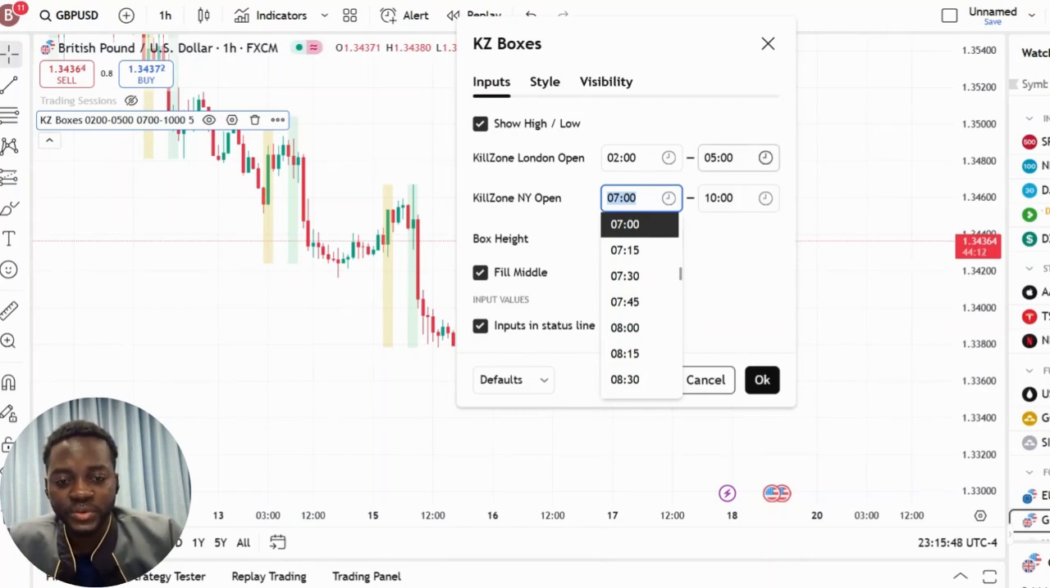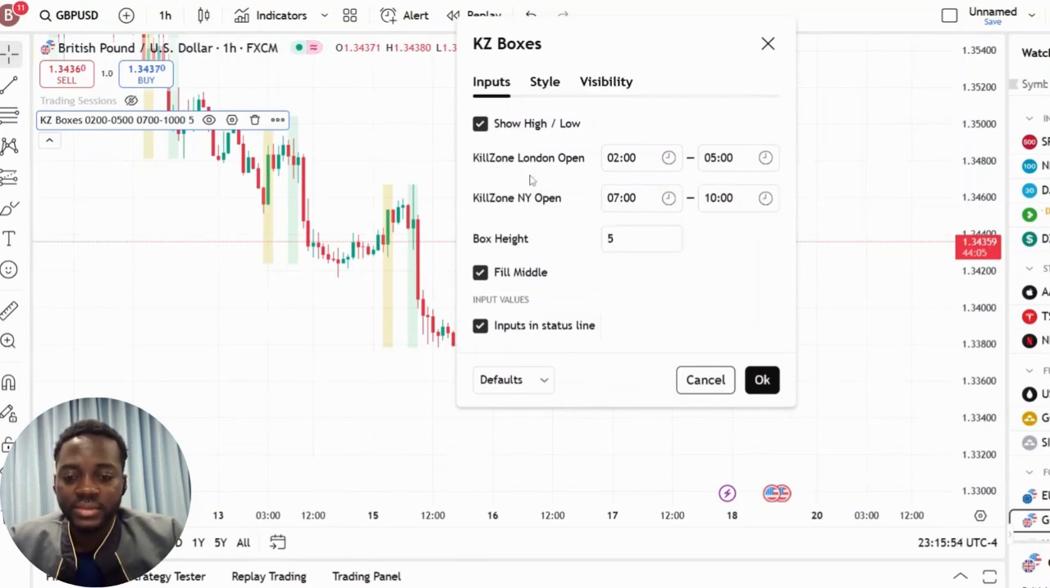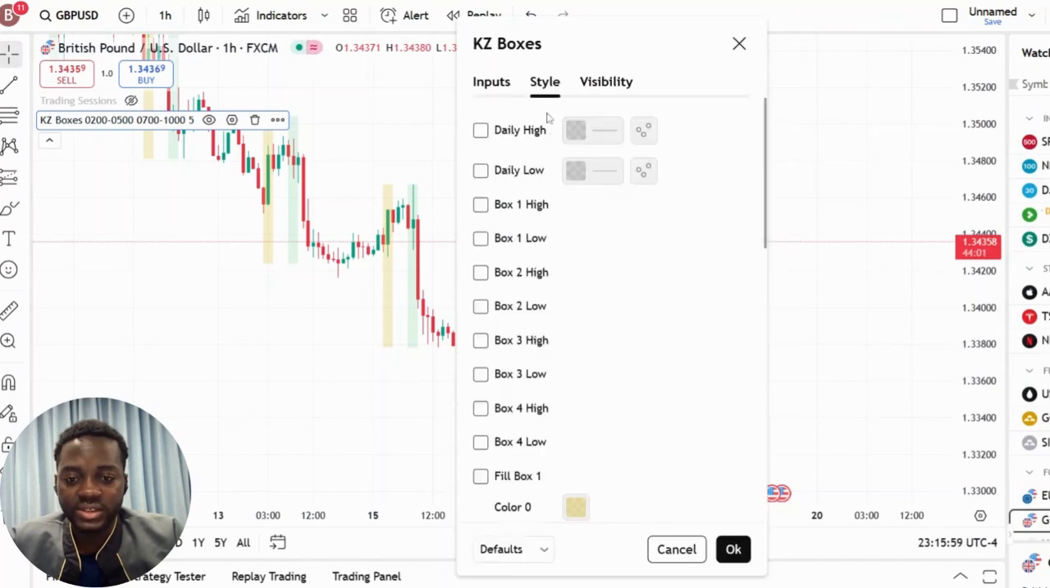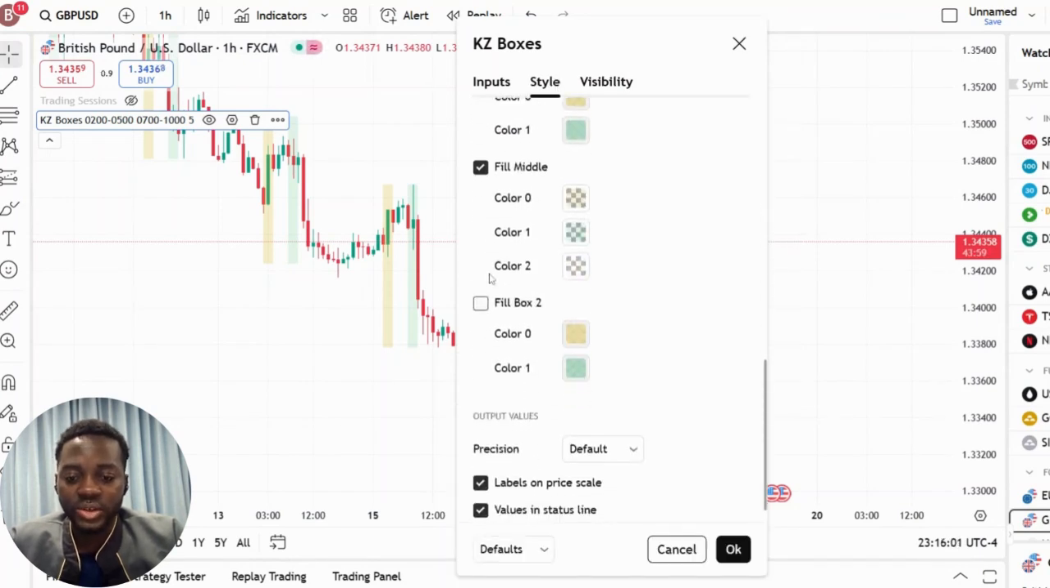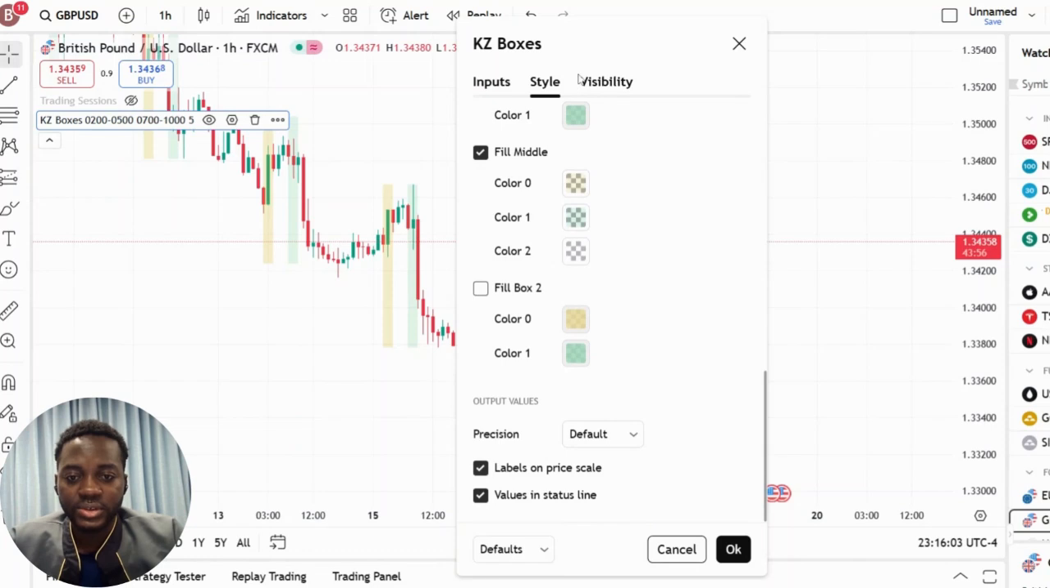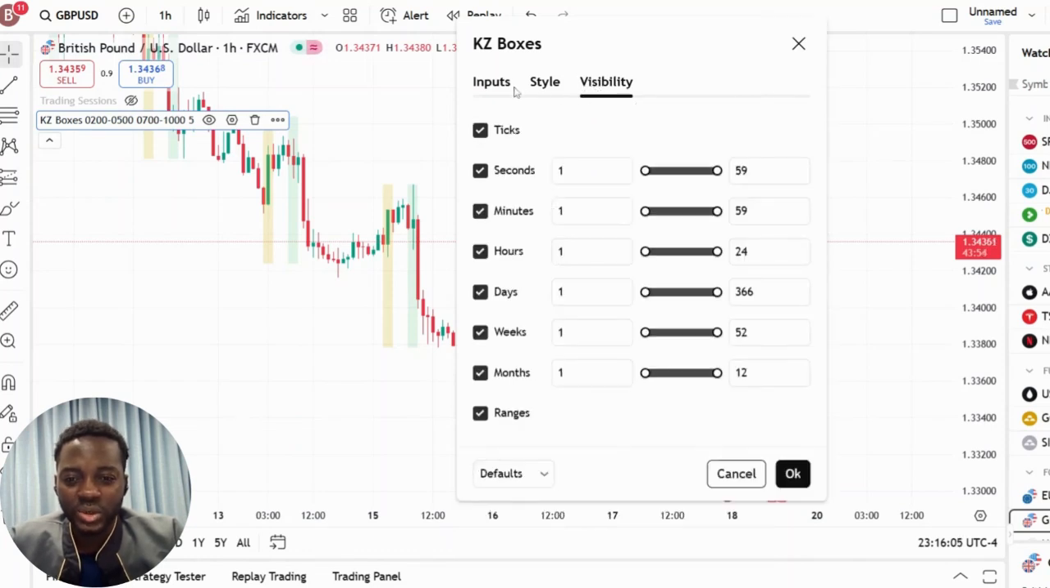And then you do 5 p.m. Okay, same thing here, and 10. Okay, so when you've done that, it's set. Okay, here you just need to come and change this. It's set. Your style, just the fill middle, and your levels.